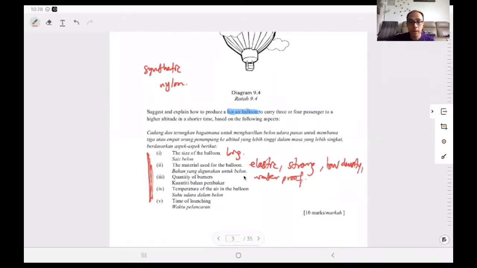Okay, quantity of burners must be high. Okay, or more quantity of burners. Don't mention number. Remember, don't say 2 or 3 or 4 burners. Jangan. Just say use a lot more burners. Okay, temperature of the air in the balloon must be high, which is why we have more burners. Okay, and then the time of launching, this is actually a bonus. If you refer to the first question, the time of launching should be in the early morning or in the late evening.